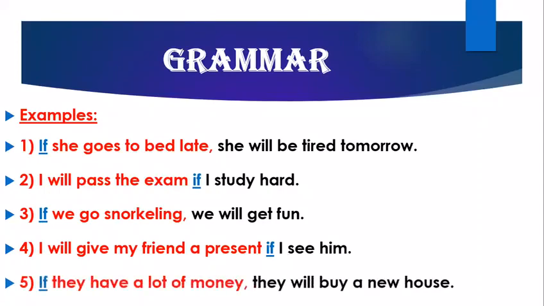Number five: if they have a lot of money, they will buy a new house. If they, look here, if they, singular or plural? Yes, plural. So we used have. If they have a lot of money, they will, look, will buy, will plus verb one. They will buy a new house.